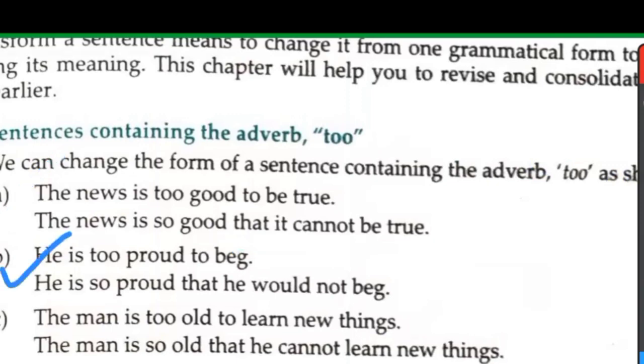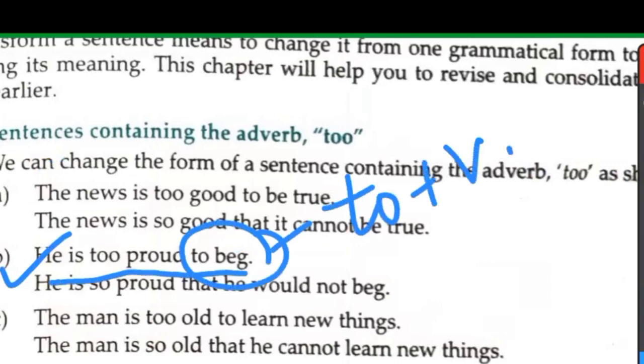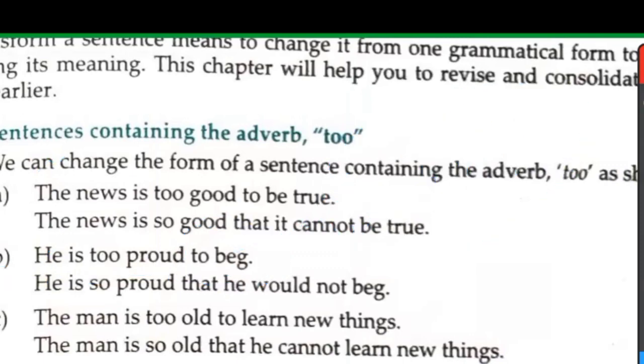Now you see the next one. He is too proud to beg. Again, I told you, too plus infinitive, verb's first form. When the transformation has this, too will change into so. That's why I told you that your prediction here is that he would not beg. Now when you see a person, Harsimran, can you please tell me the meaning of the question sentence? He is too proud to beg.